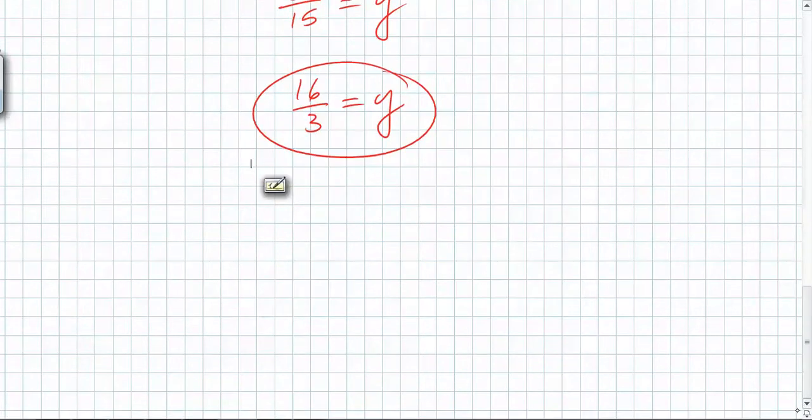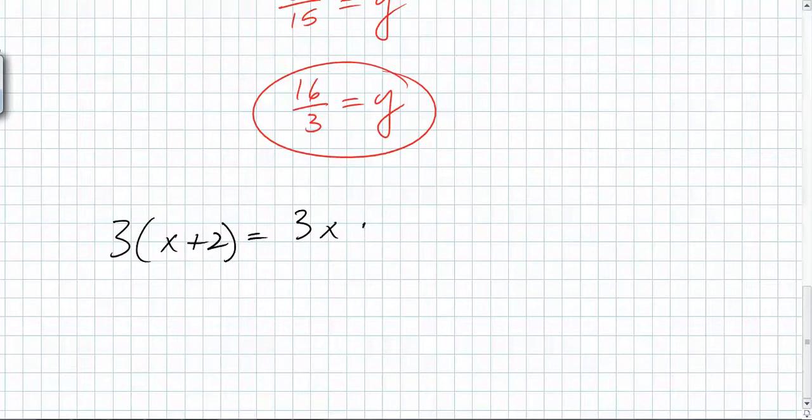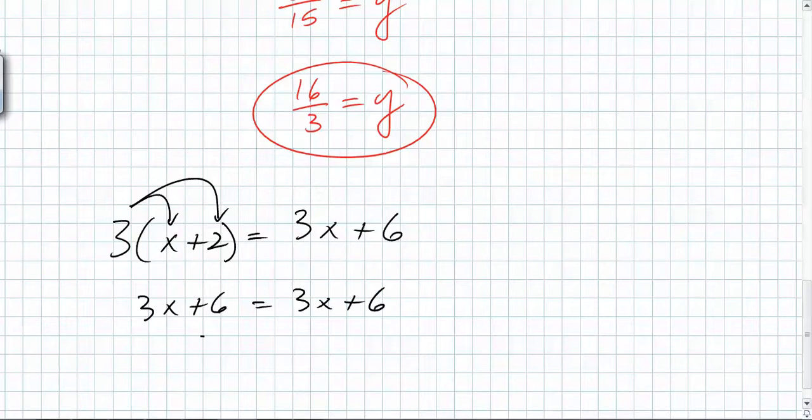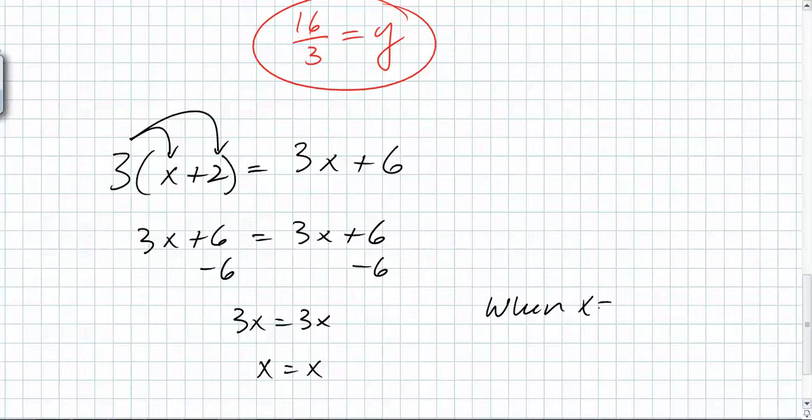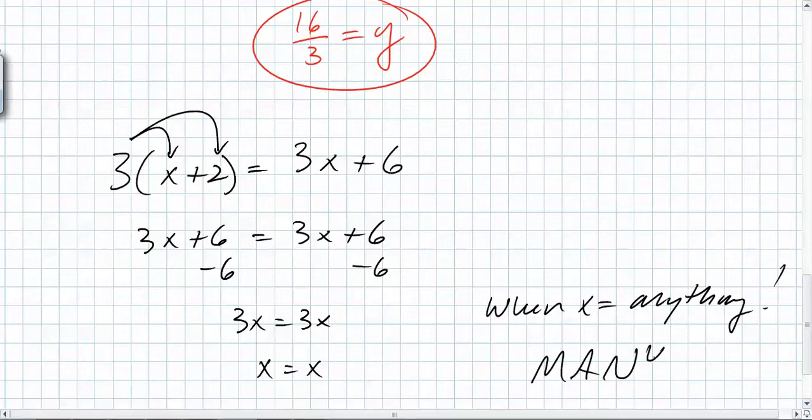Now, most frequently, we'll end up with one solution, but it is possible to have many solutions or no solutions. For example, we could have 3 times x plus 2 equals 3x plus 6. To solve this, we need to first distribute, so we end up with 3x plus 6 is equal to 3x plus 6. And then you can subtract 6 from both sides, and 3x is equal to 3x. Divide by 3 and end up with x is equal to x. When is that true? When x equals anything. So this is said to have many solutions, an infinite number of solutions.